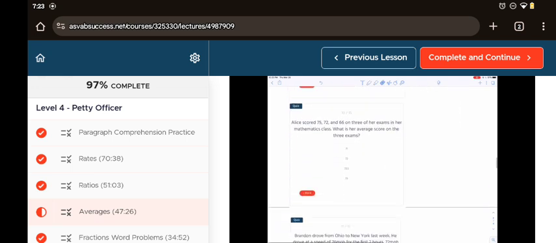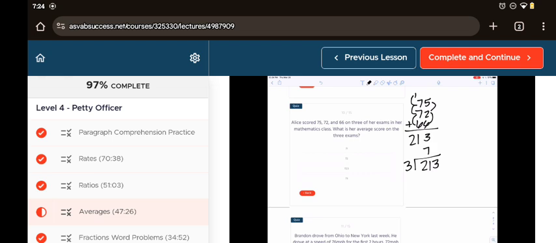Okay, number 10. So it says, Alice scored 75, 72, and 66 on 3 of her exams in her mathematics class. What is her average score on the 3 exams? Okay, easy. We're going to add them up. 75, 72, 66. Okay, 5 plus 2, 7 plus 6, 13. 13, carry the 1. 1 plus 7 is 8. 8 plus 7 is 15. 15 plus 6, 21. So now we're going to do 213 divided by 3.